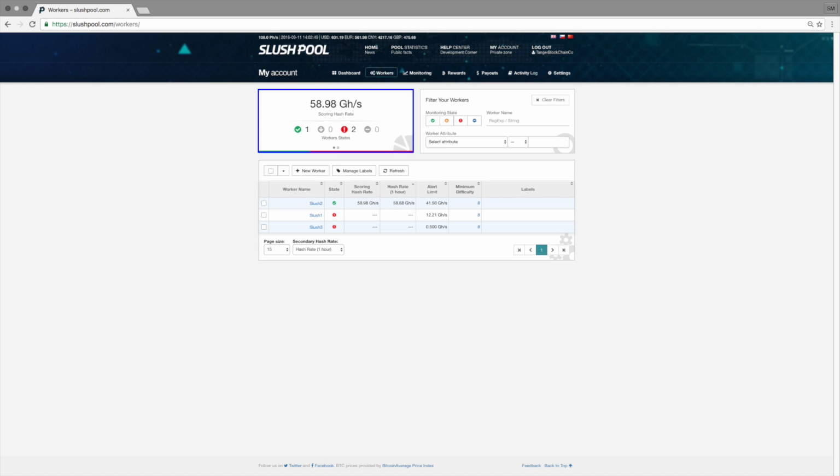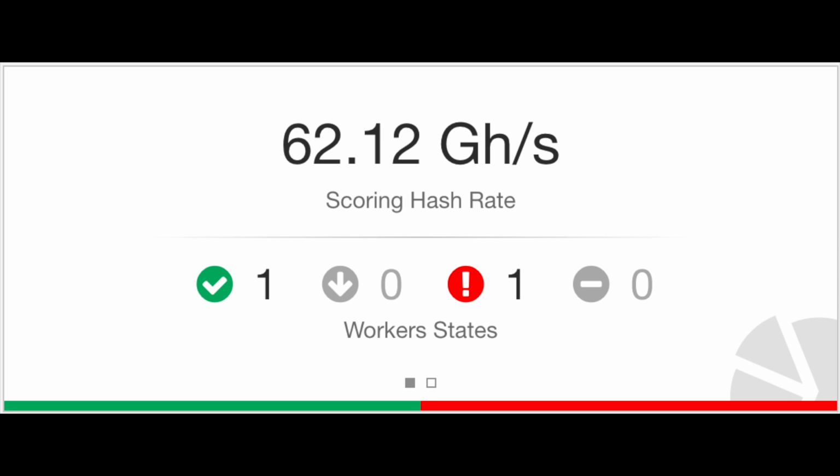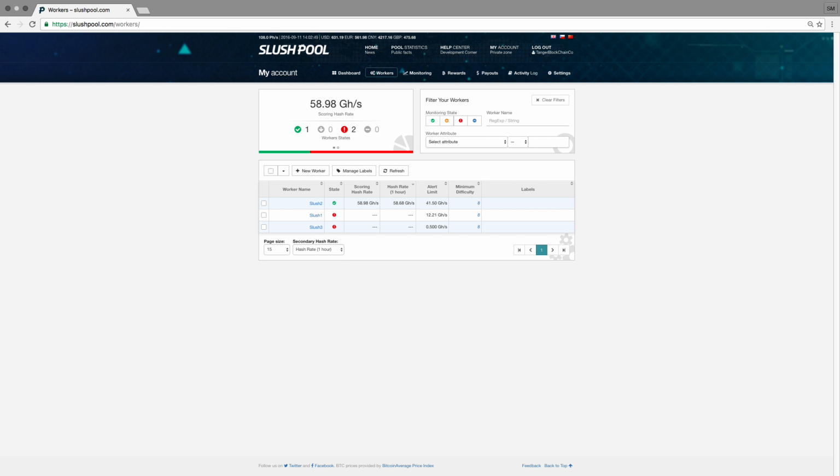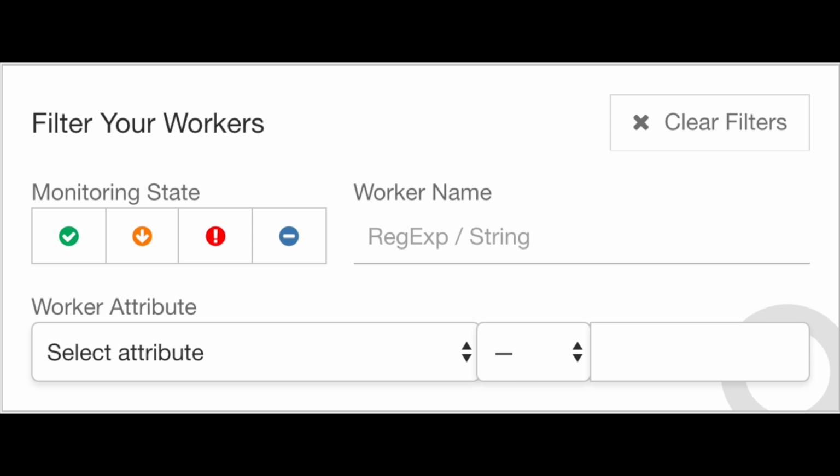In the first widget here, you can see almost an exact replica of the top right widget on the dashboard. On the bottom here is a list of all our workers, if they're working currently, and their scoring hash rate. Now the top right widget is used to filter out all of your workers if you have way too many to keep track of.